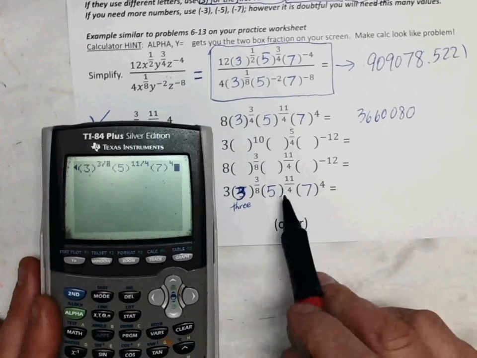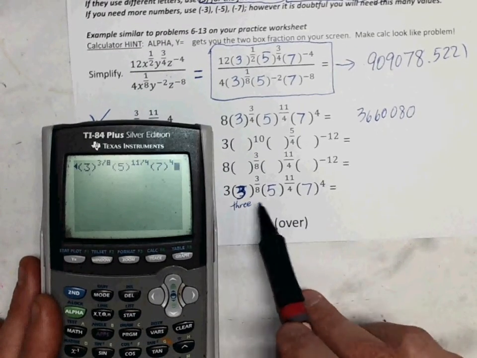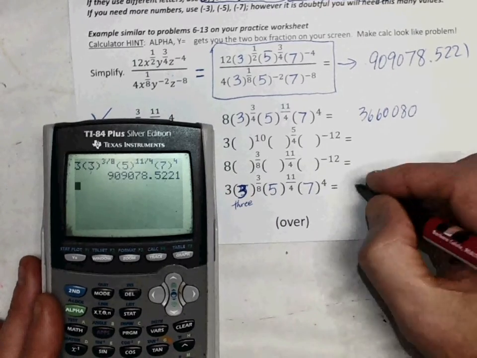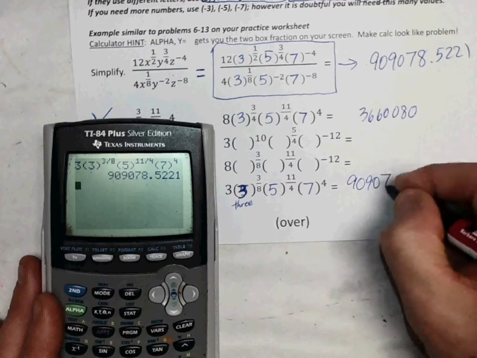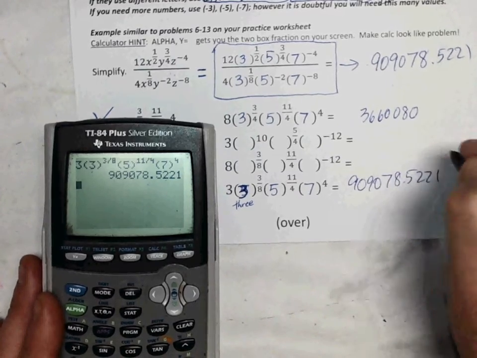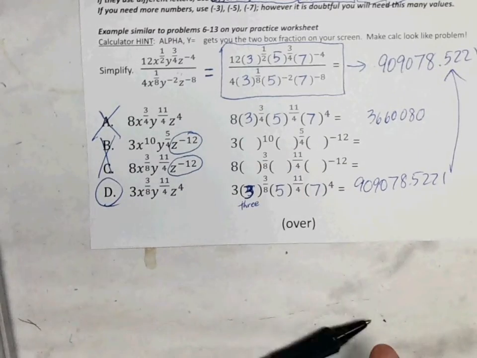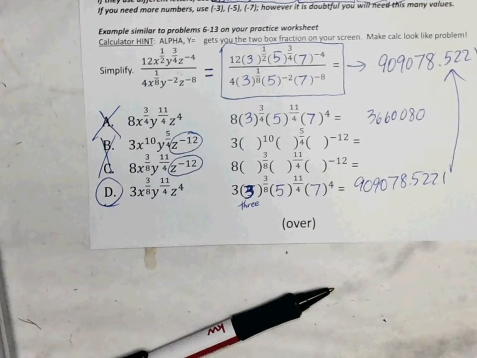All right, so I do a double check. Do I have 3 times 3 raised to 3/8? Does it look just like that? I press enter, and what do you know? Matchy-matchy. We got that right there. The answer is D. Now, some of you may have noticed something very astute.